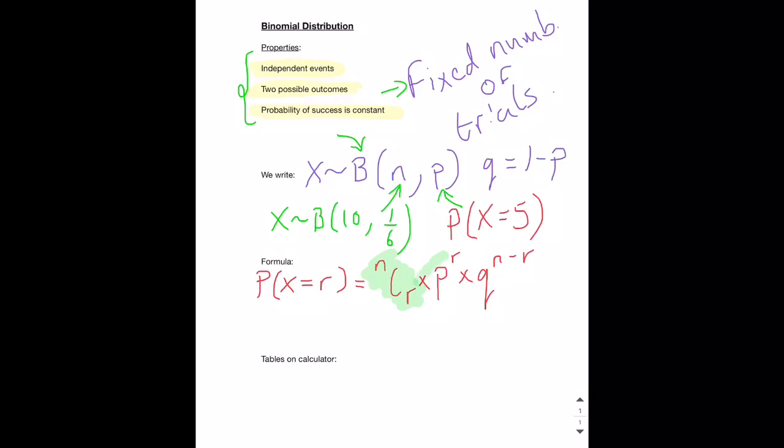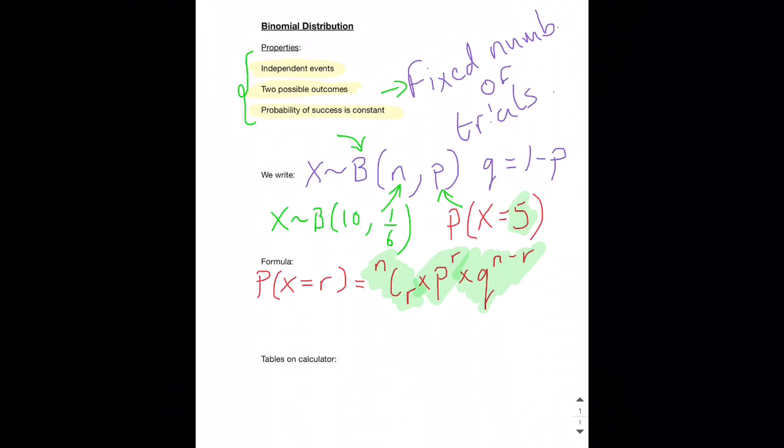And then because they're independent, you multiply the probability of getting a 6 however many times. In this case it'll be 5 times, because that's my r. And then for the other times, well, you won't be getting a 6, so q represents the probability of not getting a 6, which is 5/6.